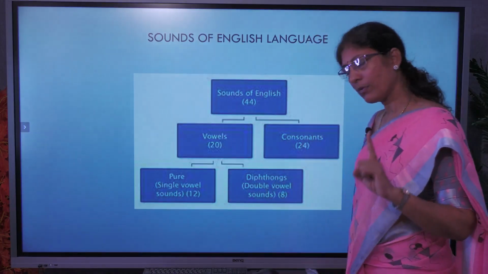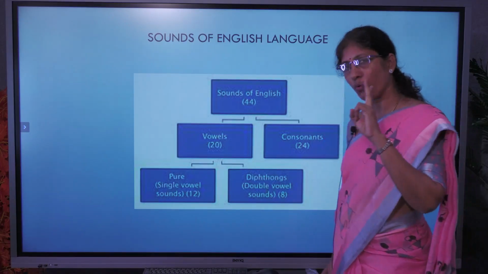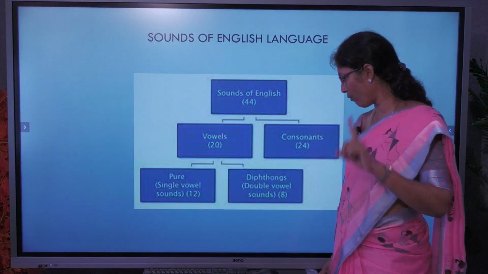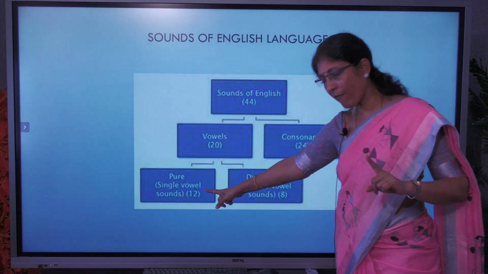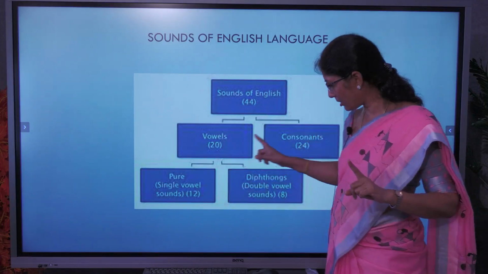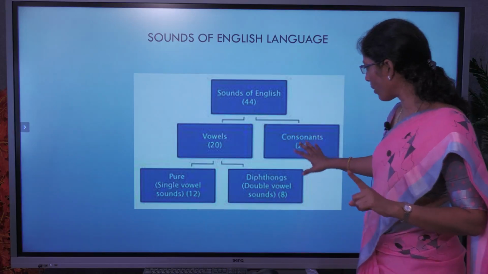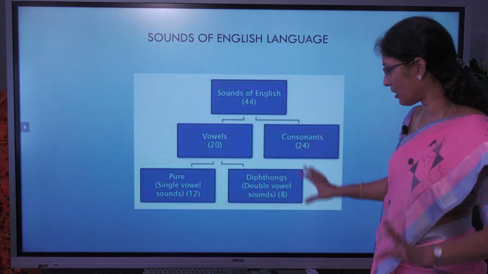Diphthongs. Diphthong means 2 sounds. That means two sounds are combined and made into one. They are 8. So, 12 pure vowels and 8 diphthongs. We will see how the consonants are divided in another slide.